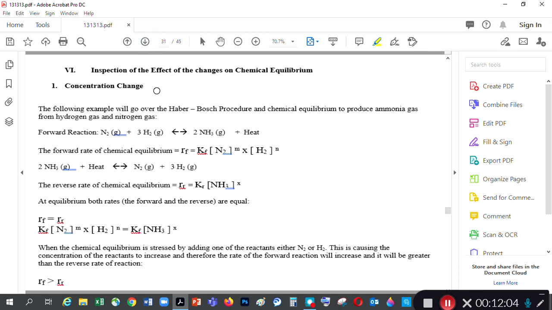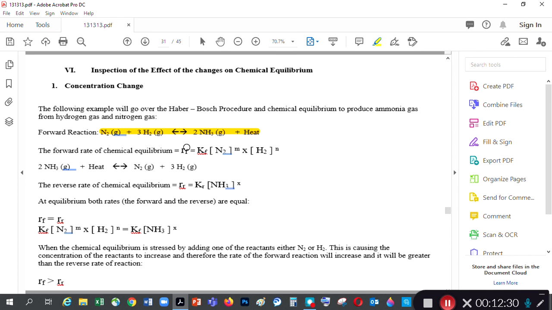Now, we'll inspect the effect of changes on chemical equilibrium. We can do it through the kinetics, or we can do it through the reaction quotient. Kinetics is straightforward. So what you have is the Haber-Bosch procedure to produce ammonia.